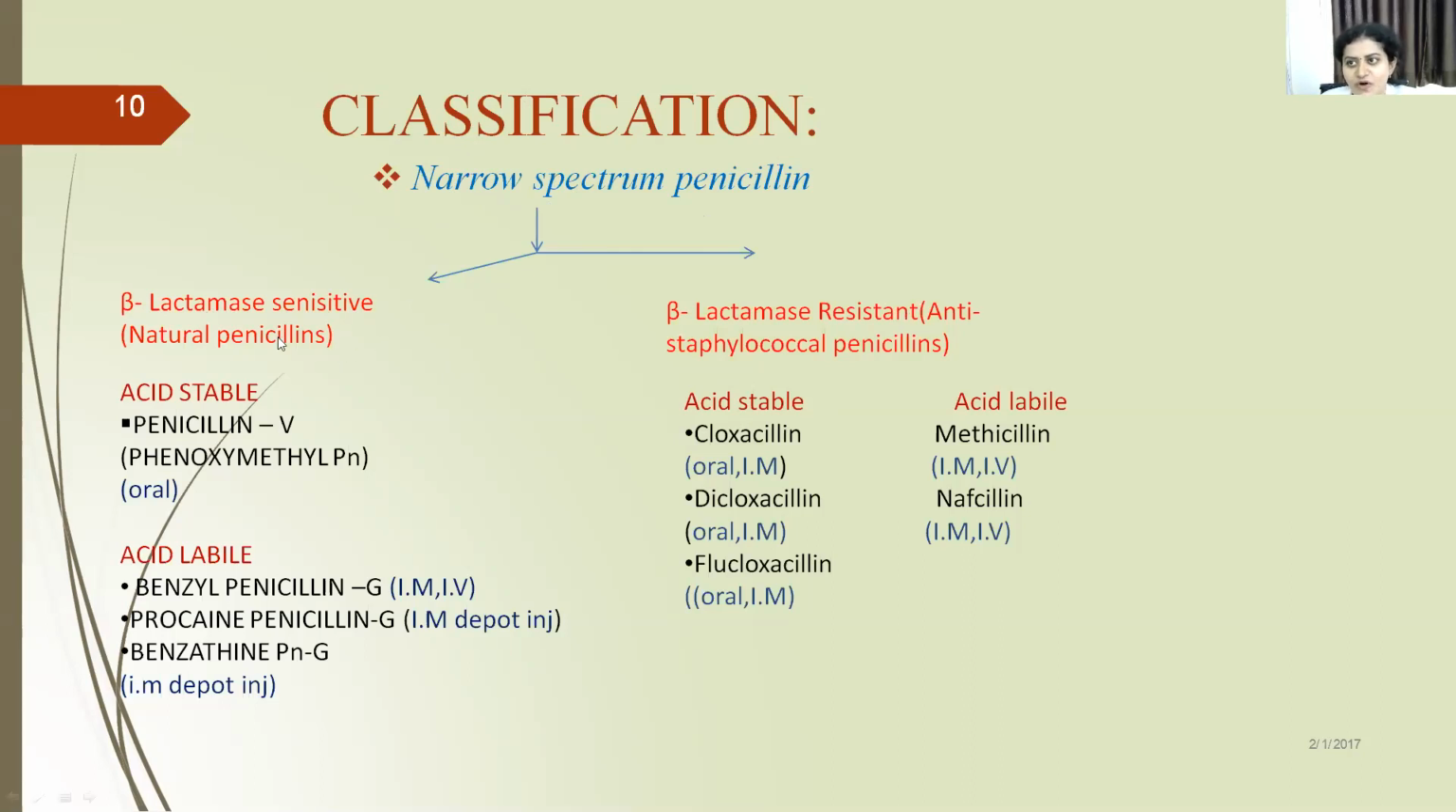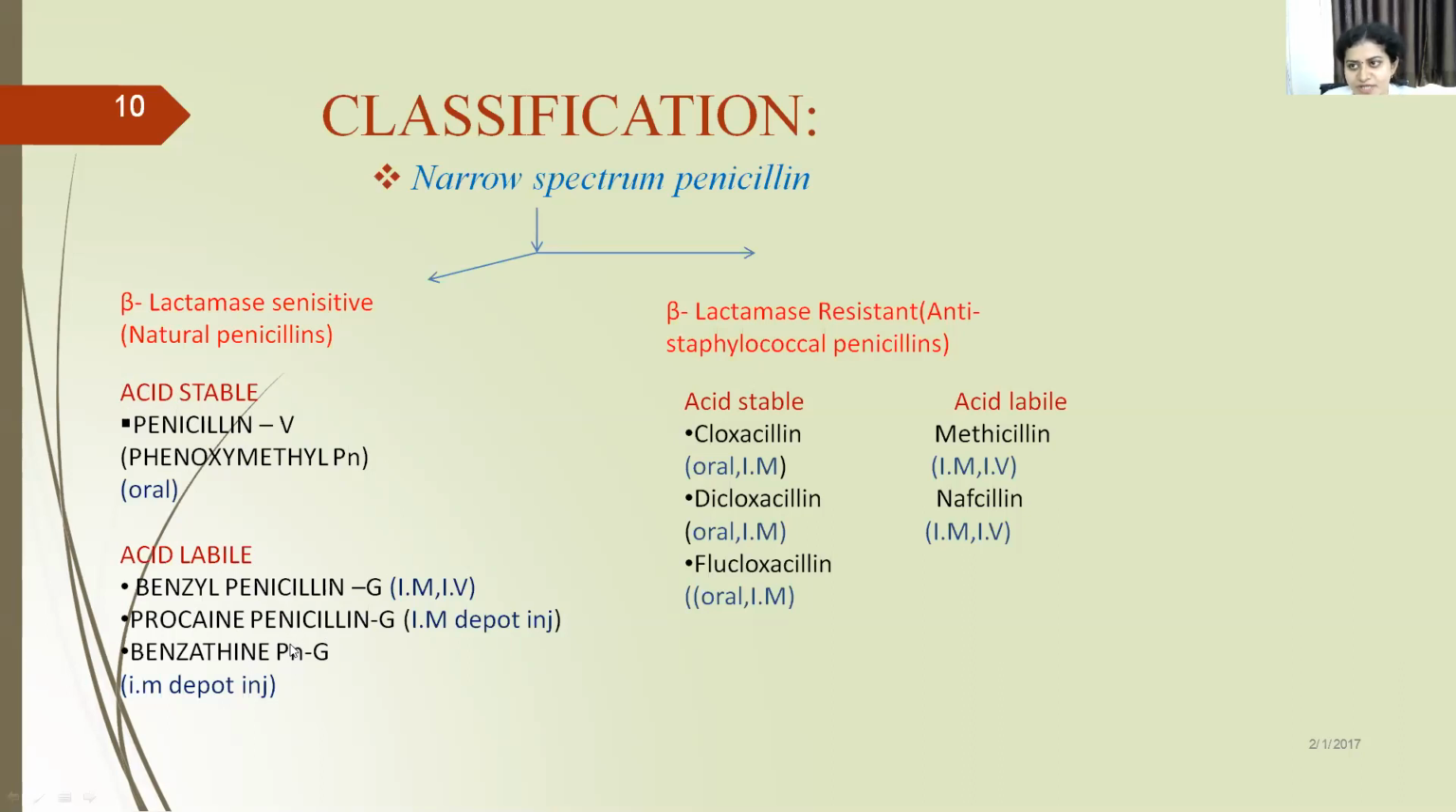The sensitive group is called natural penicillins, and they are again further subdivided into acid stable group and acid labile group. Acid stable group, these drugs can be given orally because they do not get digested by the gastric enzymes or gastric acid. So that includes penicillin V or phenoxymethylpenicillin, which can be given orally. Acid labile group cannot be given orally because they get easily degraded by your gastric acid. So we have to prefer the other routes, that can be intramuscular and IV route. And it includes benzyl penicillin G, procaine penicillin G, and benzathine penicillin G.